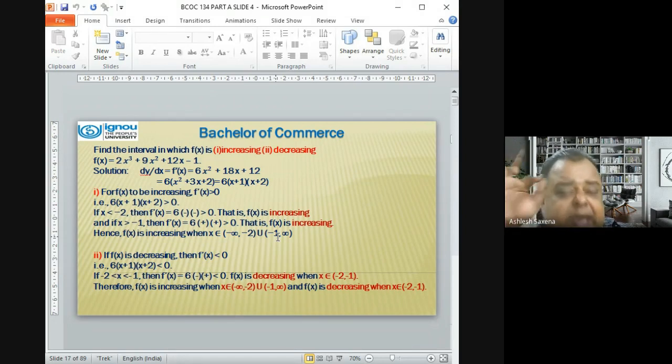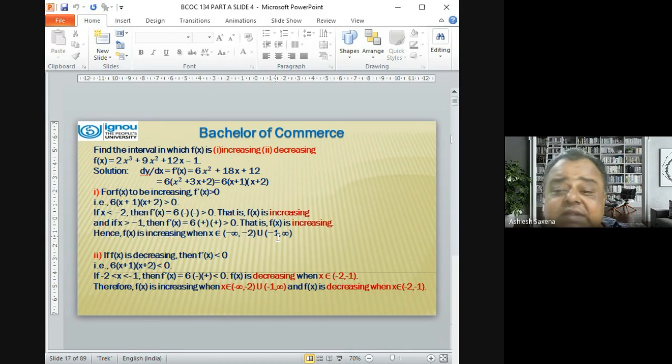Now keep any value between minus 2 and minus 1. Suppose you keep minus 1.5. So in the first case, it will be a negative number, and on the right side, it will be a positive number. That means when a negative number is multiplied by a positive number, you are going to get a negative number, which is less than 0. That means your derivative is less than 0 between -2 and -1.